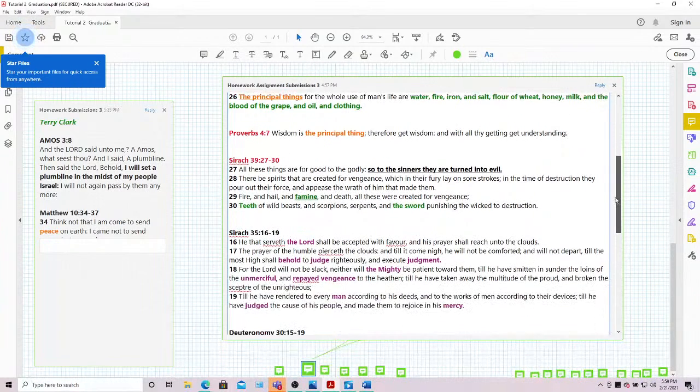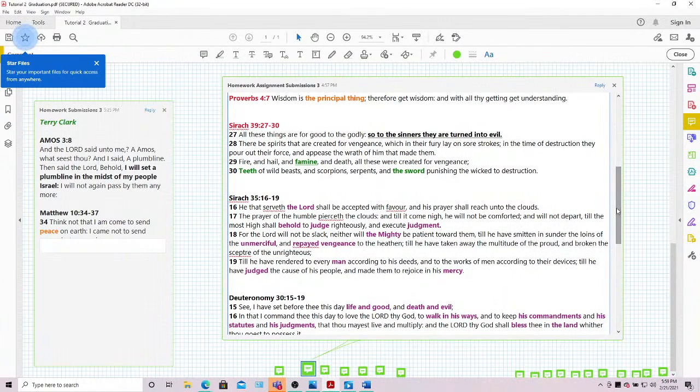And then she also gave us Sirach chapter 35, verse 16 through 19. So let me go ahead and pull that up. So we went to it. So he that serveth the Lord shall be accepted with favor, and his prayer shall reach unto the clouds. So the prayer of the humble pierceth the clouds, until it come nigh, he will not be comforted, and will not depart till the Most High shall behold to judge righteously and execute judgment.